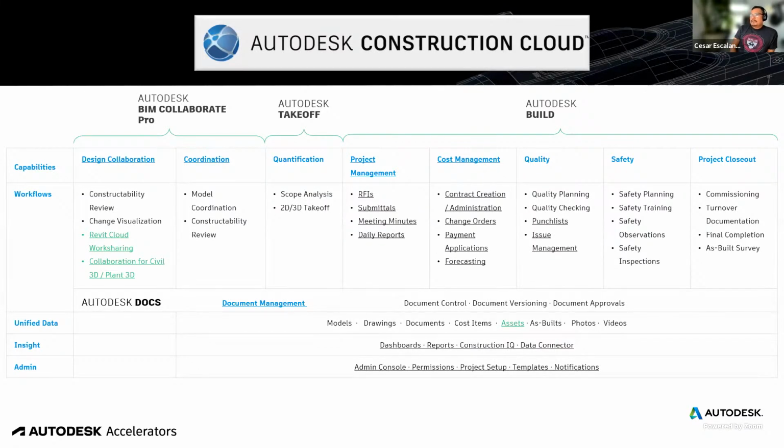The core capabilities of Build include modules to support construction management: RFIs, submittals, minutes, and reports; cost management to support the financial aspects of the project, including ways to track the numbers on change orders, payment applications, contracts, and scope; and a quality module focused on elaborating quality planning, punch lists, issue management, safety capabilities, and project closeout for project turnover.